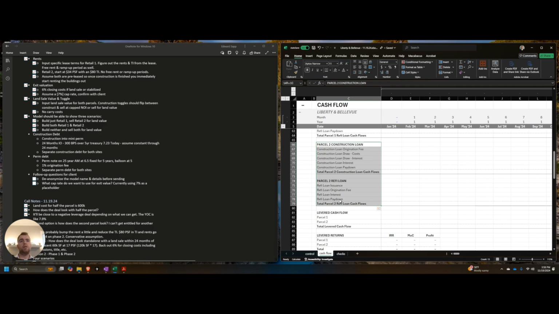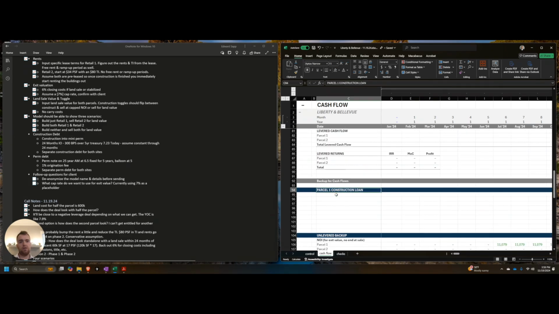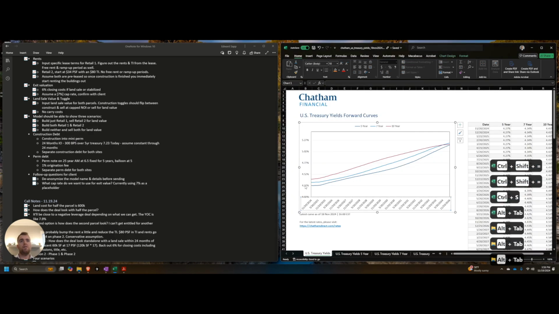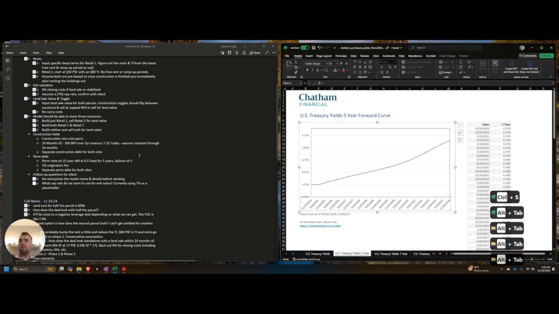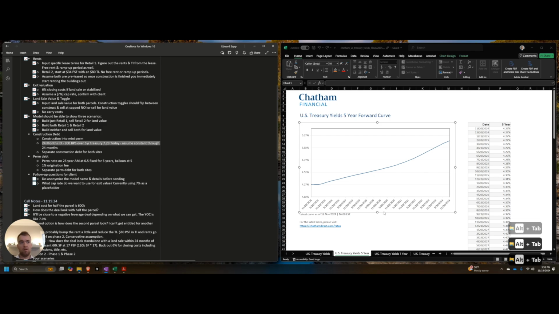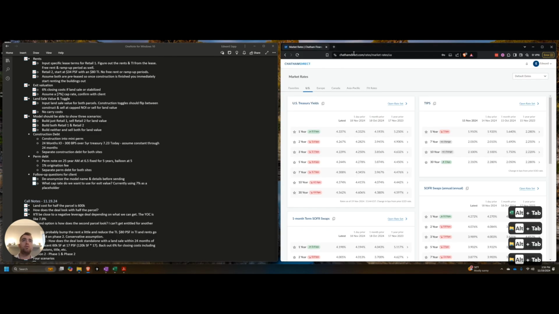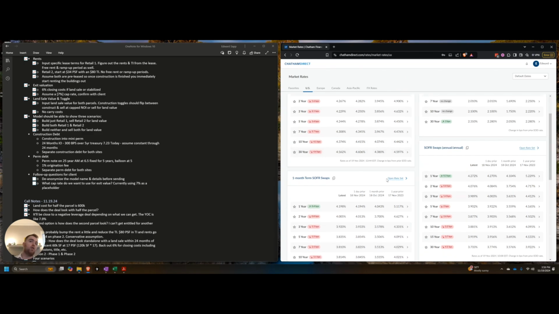So the backup for cash flow. You've seen this file. This is the 5-year Treasury yield. So I'm going to take this. Just so you know, you go to chathamdirect.com, you have to make an account. And then once you've made the account, you log in, you go to rates/market rates. You can find US Treasury yields here. You can also find SOFR right here.